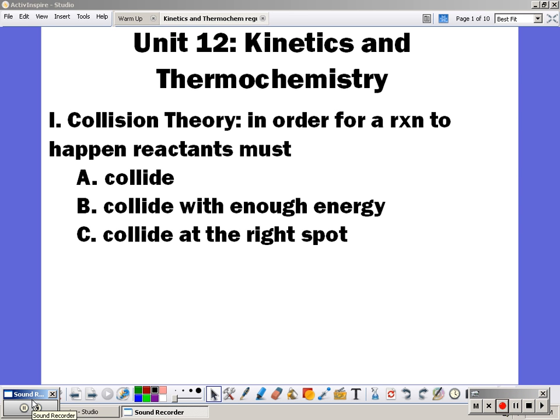Unit 12 is Kinetics and Thermodynamics. Kinetics, you have the collision theory. It's the order for a reaction to happen. In order for the reaction to happen, reactants have to collide with each other. They have to collide with enough energy. That amount of energy we actually call the activation energy.